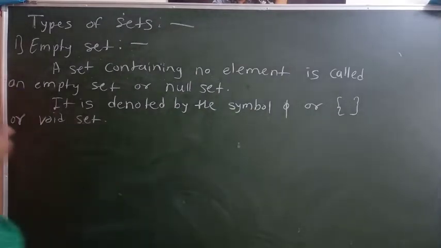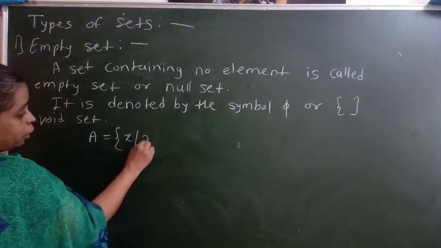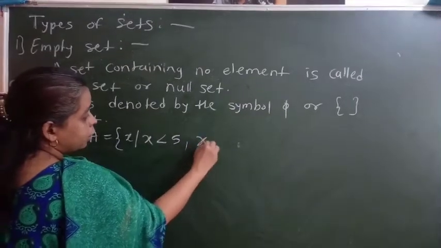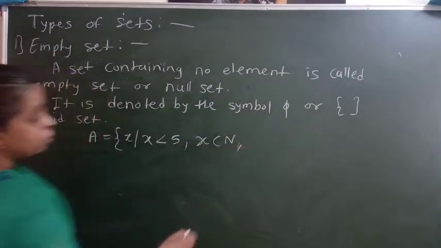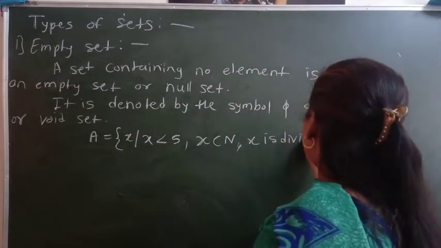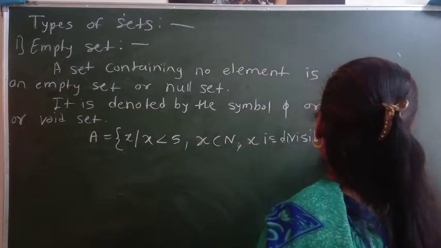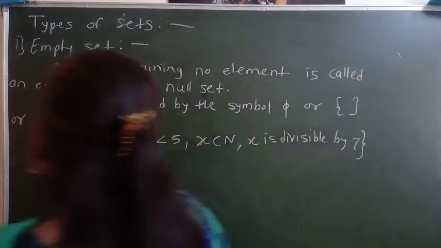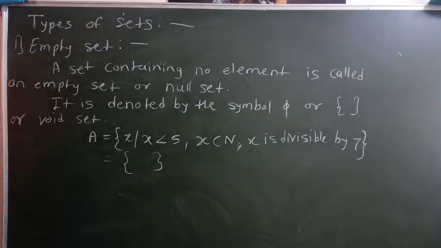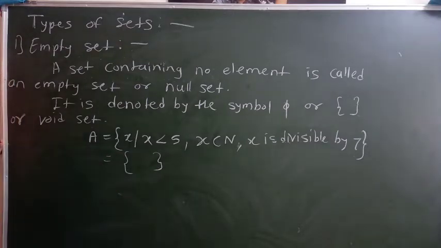Now for example, suppose this is set A. A is x such that x is less than 5. Again x is natural number, and, like our previous example, x is divisible by 7. Now there is no any element in this set. So there is no any element present in that set. It is empty set. So this is empty set or null set.